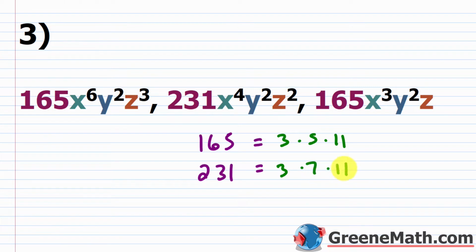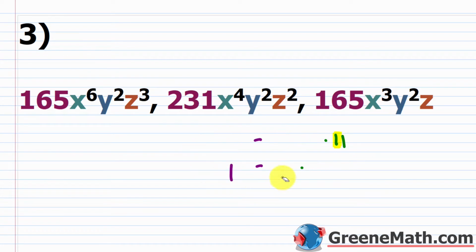Okay, we're moving on here. So what's common to everything? It looks like a 3 and an 11. The 5 and the 7 are not common, right? The 5 is just in the prime factorization of 165, and the 7 is just in the prime factorization of 231. So my GCF will be the product of these prime factors that are in common, so 3 times 11, or 33. Let's erase this and just put 33 down here.